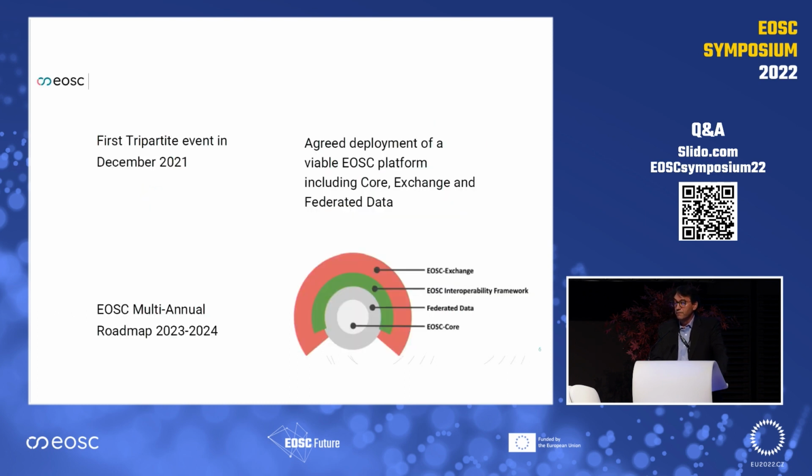And now, as well, in the first tripartite event that took place in December 2021, you heard that this morning, it was agreed by the members there that we should try and deploy a viable EOSC platform, including the core, the exchange, and federated data. So that is essentially the MVE. And if you look in the latest multi-annual roadmap, 23-2024, you can see that it's refined there as well. And we see figuring as well the interoperability framework. So these are the essential elements which over time have become part of the MVE.